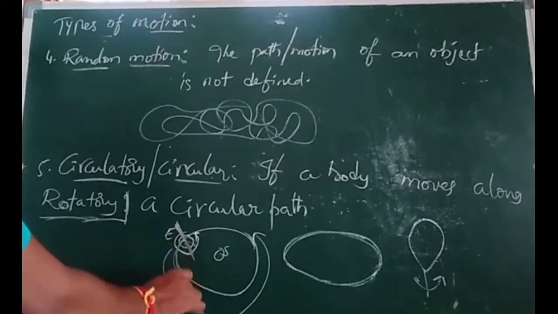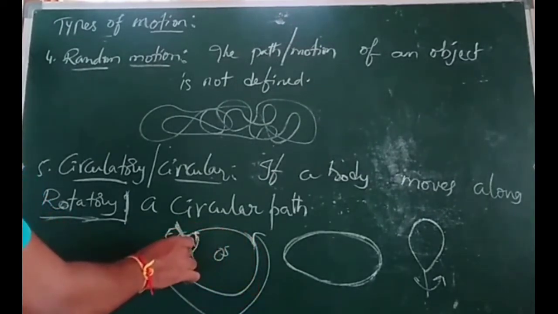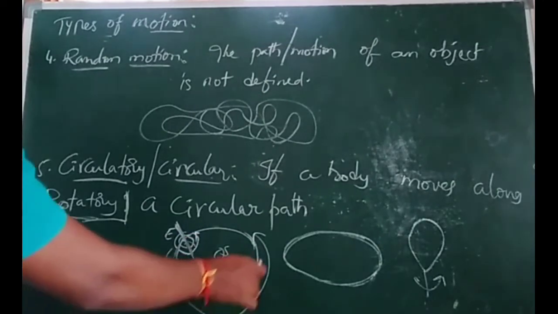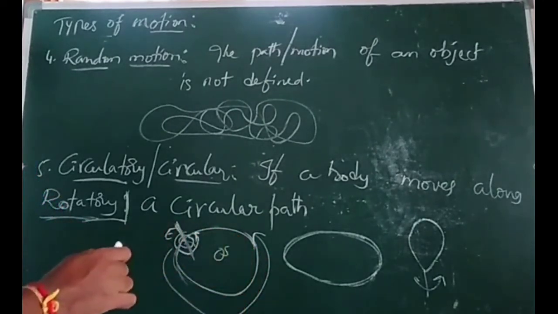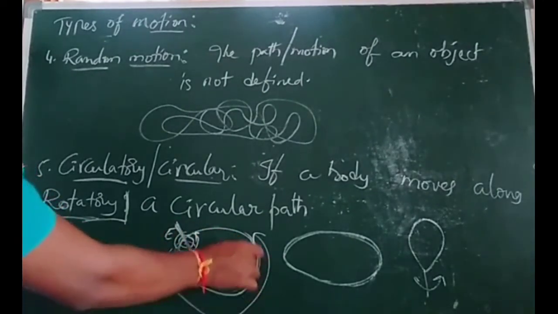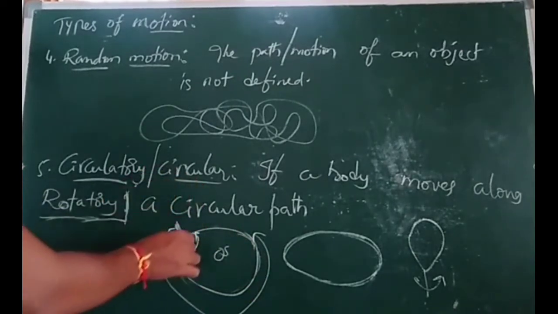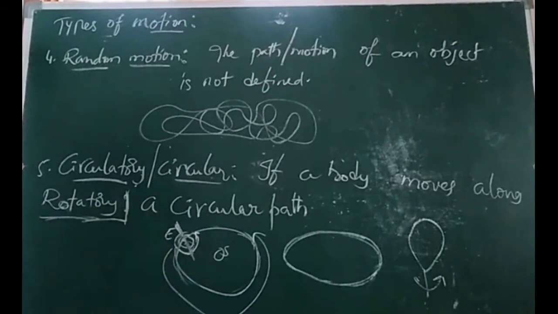Revolution does not require any central axis, but it requires a circular path. So revolving comes under circulatory motion. Rotation on its own axis comes under the category of rotatory motion. Okay?